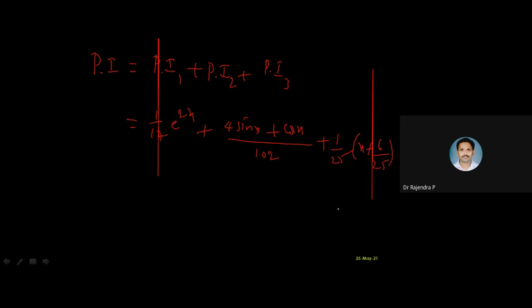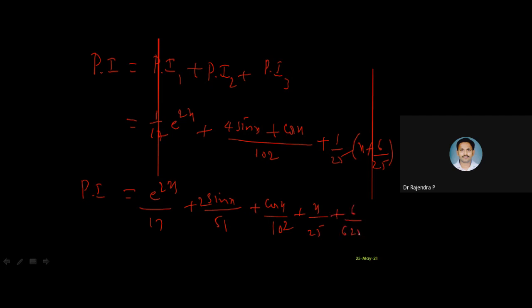If you want to simplify some more, finally I can write your particular integral in this form: e power 2x by 17 plus, this we can split it, 2 sin x by 51 plus cos x by 102, plus if you multiply, x by 25 plus 6 by 625. This is your whole particular integral.